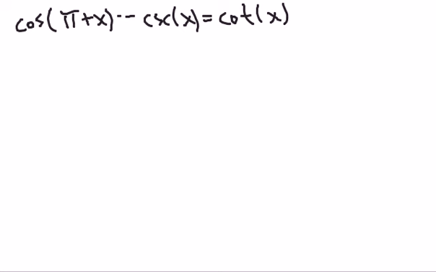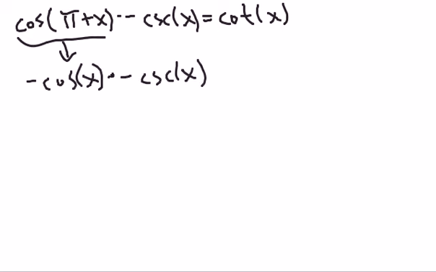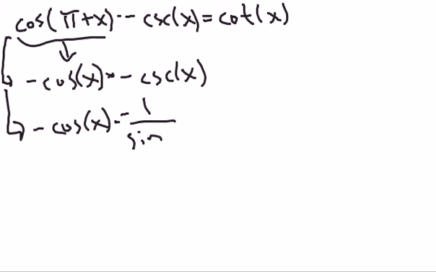And so now, my original question, I'll write it up top here, was cosine of pi plus x times negative cosecant of x. We're trying to show that that's equal to cotangent of x. And we just showed that cosine of pi plus x is equivalent to negative cosine of x on the previous page. So then we have negative cosine of x times negative cosecant of x.